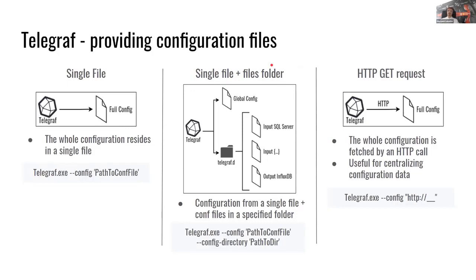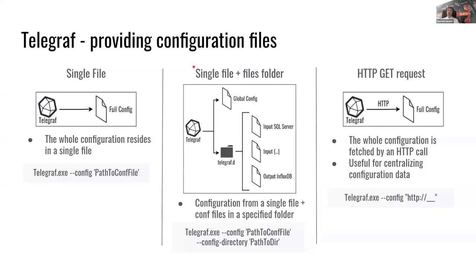This tells Telegraf to scan a folder and load all the .conf files inside it. And so you can actually split the different inputs in different files. What I usually do is I have a file for the input SQL Server, for example, another file for my output. So I can actually have smaller files which are easier to manage. But there is also a single file, as you can see.